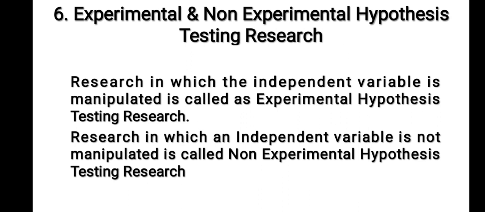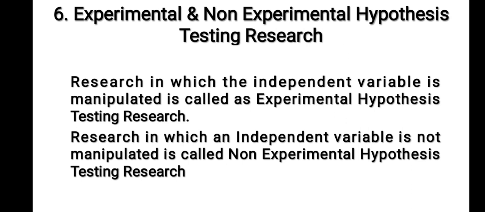Suppose a researcher wants to study whether intelligence affects the reading ability of a group of students. So, for this purpose, the researcher randomly selects 50 students and tests their intelligence and reading ability. So, this is an example of non-experimental hypothesis testing research because here the independent variable, that is intelligence, is not manipulated.